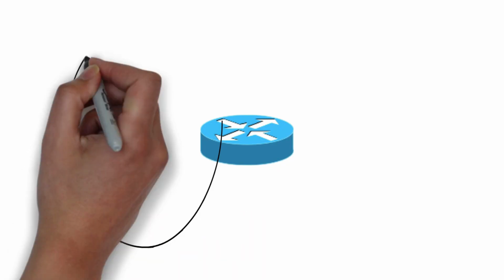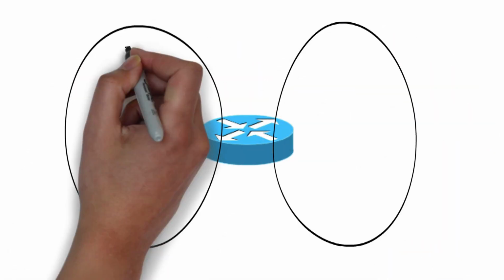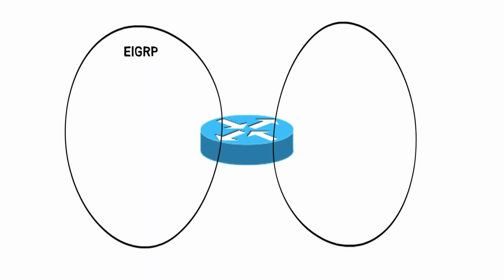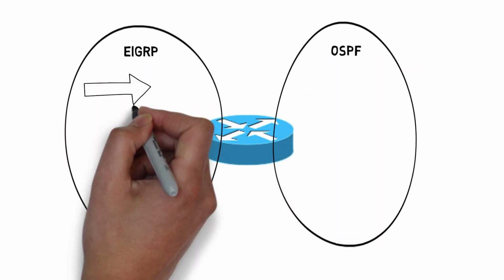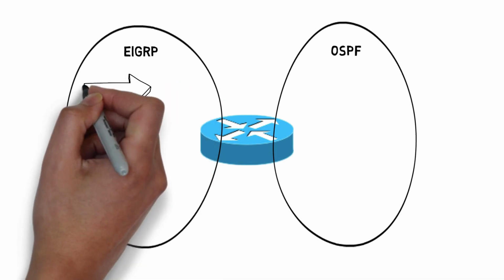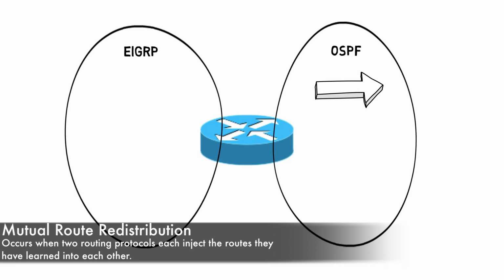As an example, let's think about this router. It's got one interface in one autonomous system and another interface in a different autonomous system. The interface on the left is connected into an EIGRP autonomous system, and the interface on the right is connected into an OSPF autonomous system. What we could do is take routes known to EIGRP and inject those into OSPF. Similarly, we could take routes known to OSPF and inject those into EIGRP. That would be an example of mutual route redistribution.